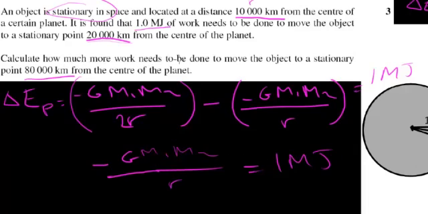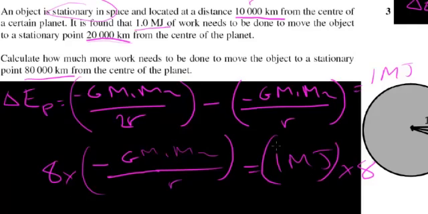Calculate how much more work needs to be done to move the object to a stationary point. I'm assuming 80,000, because 80,000 is 8 times this. So if we're going to multiply this by 8, then we're probably going to need to multiply this by 8. That's how I would solve it.